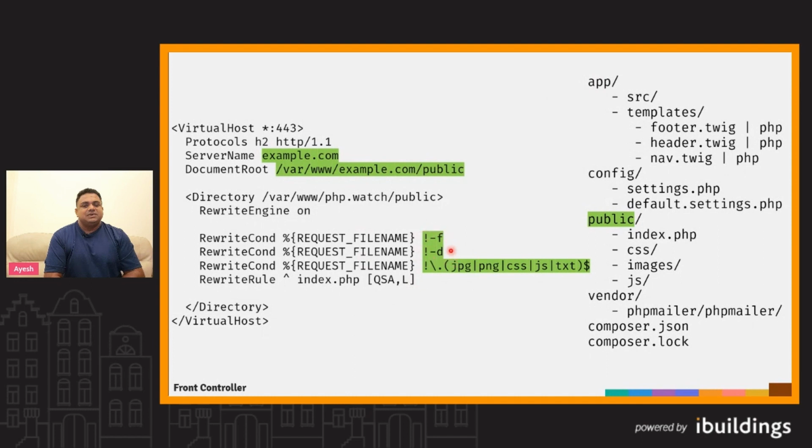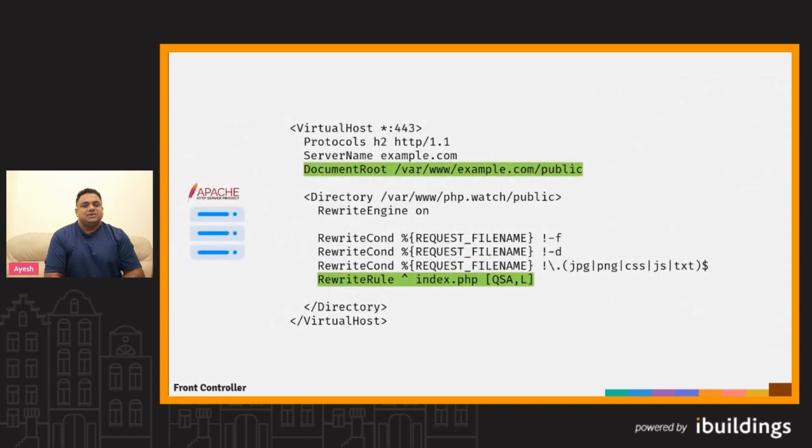the requested file does not match a directory name, and the extension does not match JPEG or CSS or any of these static file names, I want you to send this request to index.php. These are the two most basic configurations we need. And in fact, most servers have this.